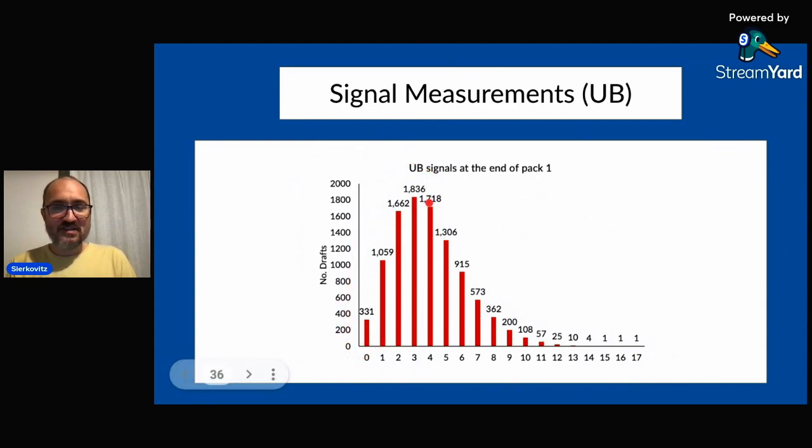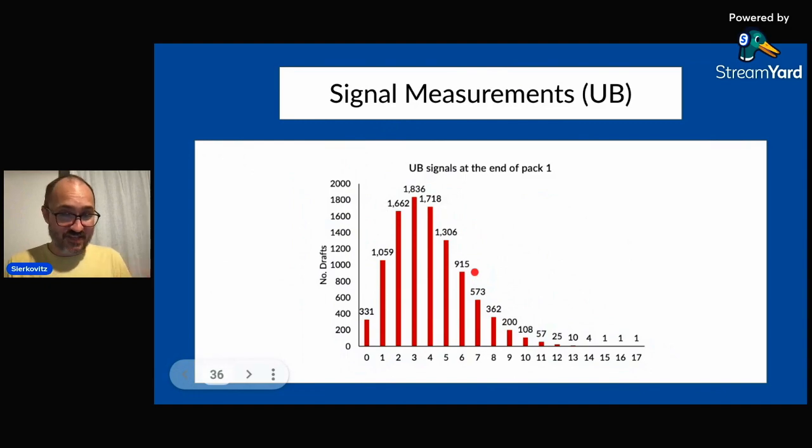Now that means that around, is it possible? Does it add up? Yeah, it adds up to 10,000, I'm pretty sure. 1, 2, 3, 4, 50. Oh, so 50% of the drafts have 0 to 3 signals in blue-black in the first pack. But that means that 50% of the drafts have more than 3 signals, and these are the ones where you want to look at it.